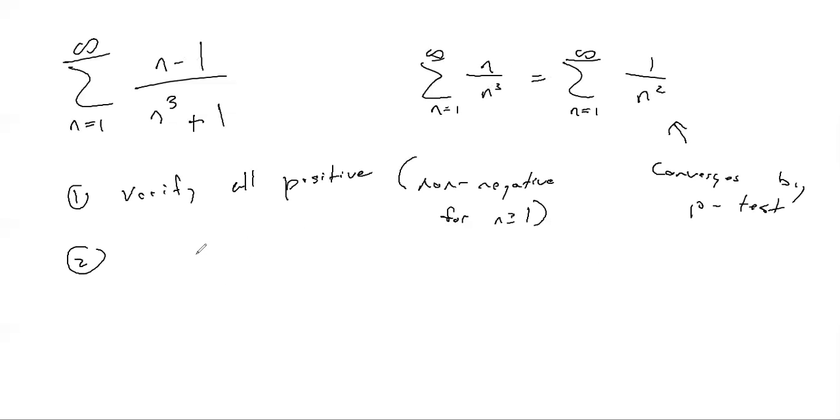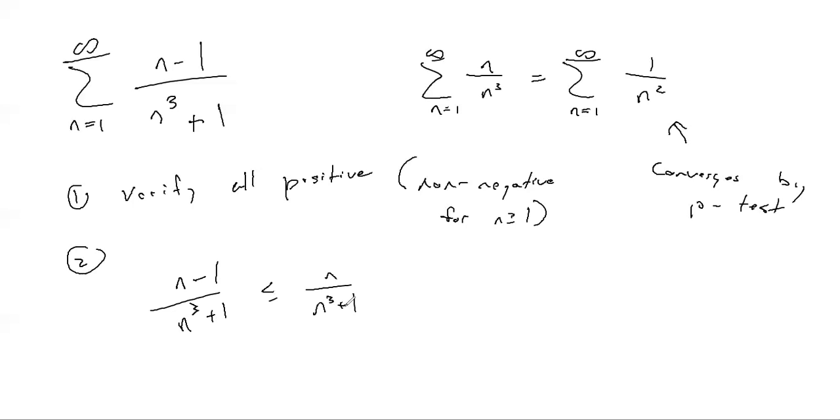Maybe it's not clear how these two are related at first, but again, we can take this step by step. So let's start with n minus 1 over n cubed plus 1. Well, we're subtracting a number on top, right? So that should be less than or equal to this, correct?